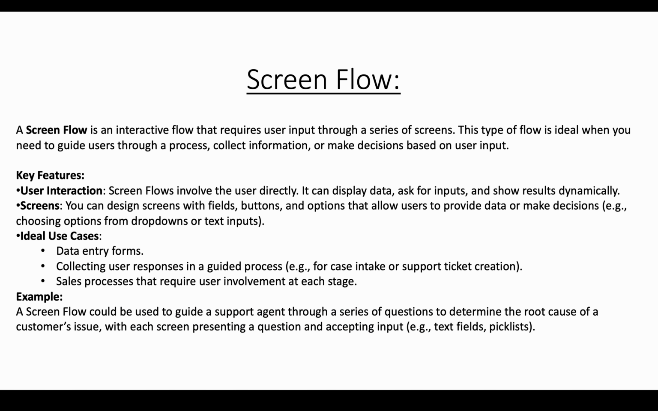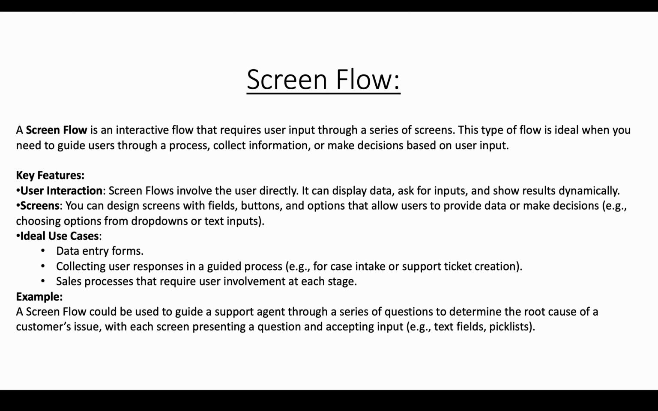What is screen flow? A screen flow is an interactive flow that requires user input through a series of screens. This type of flow is ideal when you need to guide users through a process, collect information, or make decisions based on user input. Key feature: user interaction. Screen flow involves the user directly. It can display data, ask for input, and show results dynamically. Screens: you can design screens with fields, buttons and options that allow users to provide data or make decisions. Example: selecting options from a drop down or text inputs.